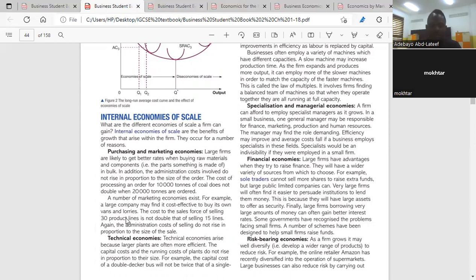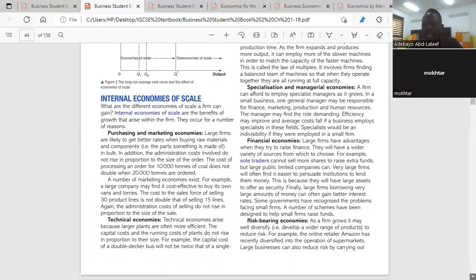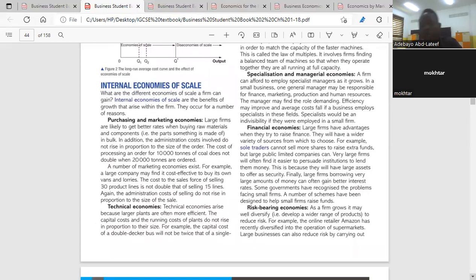Yes, sir. So when we talk about the types of internal economies of scale, we have purchasing economies of scale or marketing economies of scale. We have technical economies of scale. We have managerial economies of scale. We have financial economies of scale. And we have risk-bearing economies of scale. So we're going to take one at a time. We start with purchasing and marketing economies of scale.